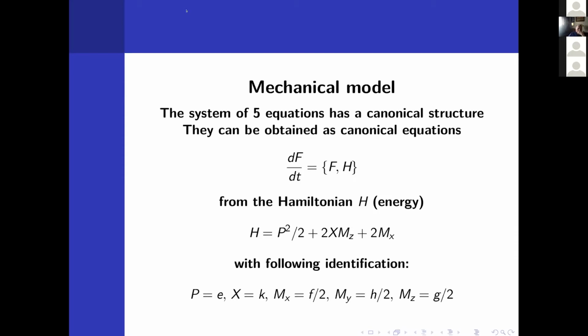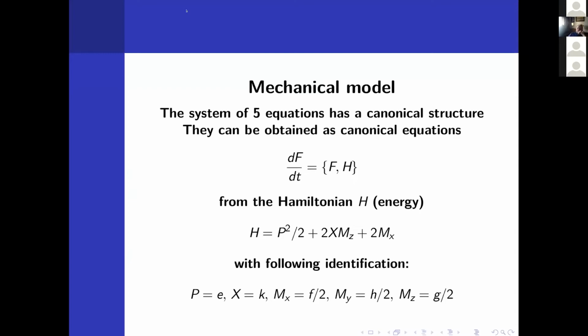If you identify m and p and x with the following variables from this Wigner function, p is electric field, x is potential, mx is f2, my is h2, mz is g2. Now, remember what I said before, that there is a constant of motion, which I called the norm, but now it also has the meaning of the total square of the angular momentum. Mx squared plus my squared plus mz squared is constant. Therefore, this is a coupling of a top to a freely moving particle.